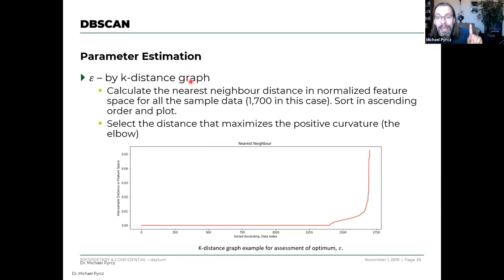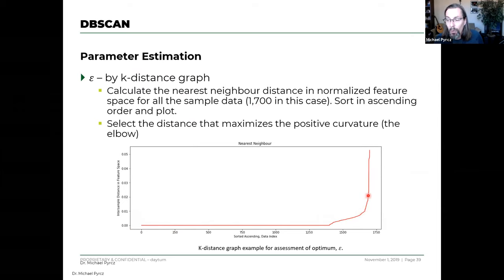We calculate the k equals one distance graph, which is simply the distance from every point to its nearest neighbor. When you get those values, there's 1700 in our data set. You go ahead and sort them in ascending order, and then you plot it. And what you'll see is there's a lot of data very close to other data, and then there'll be some data which actually need quite a bit of distance to get to the nearest neighbor.